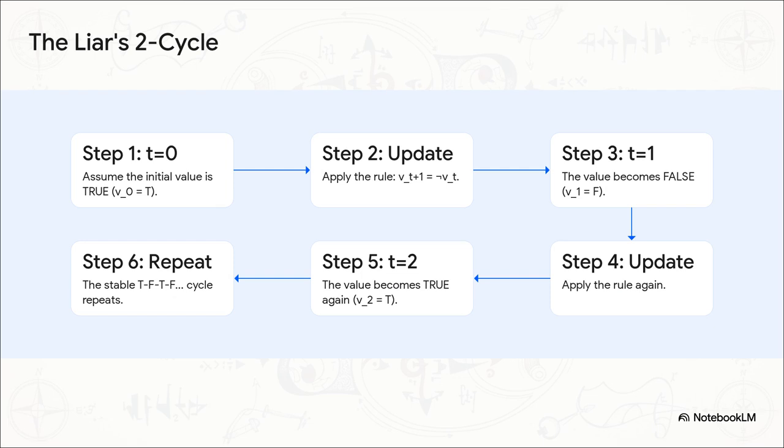Let's say we start by just assigning it the value true. Its internal rule kicks in and says, all right, at the next step, I'm false. Then, at that next step, the rule applies again. Okay, now I'm true. Then false. Then true. It never settles on a single answer, but, and this is the key, it never explodes either. It just enters this perfectly stable 2-step oscillation.